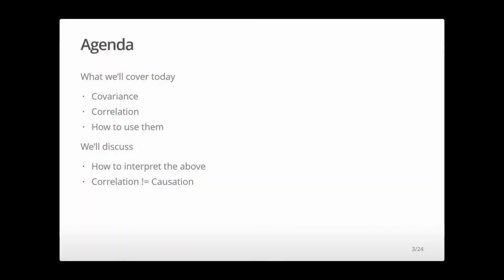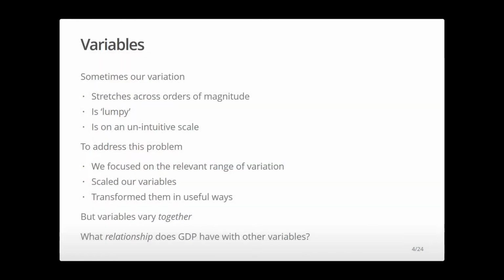In this module, we'll use those skills to start understanding the relationships between variables. We'll look at covariance, correlation, how to use the two metrics, and how to interpret them. We'll also spend a little bit of time talking about why covariance and correlation alone shouldn't be interpreted causally unless we have good reason to do so. Let's get started.